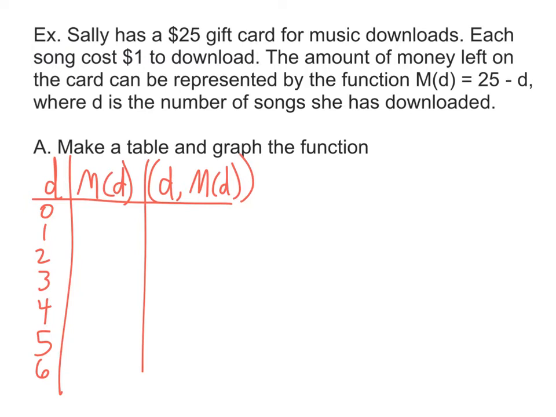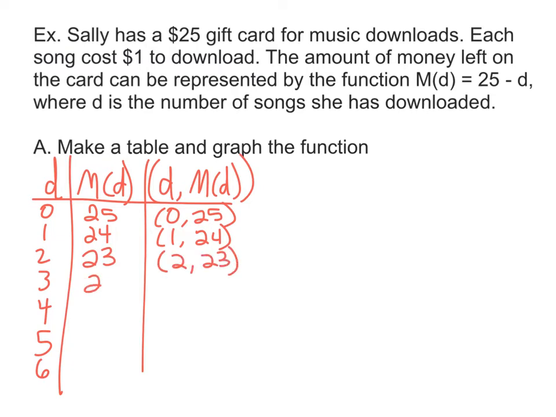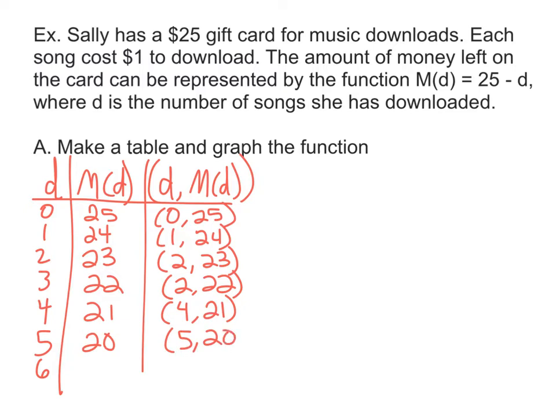So I'm just going to plug in the function up here. You see the function is right here. When I plug in a 0 for d, I get a 25. So then this would be 0, 25. When I plug in a 1 for d, I get 24. So 1, 24. I get 23 when I plug in a 2, 2, 23. And I get 22 when I plug in a 3. Catching on to the pattern. 21 for 4, 4, 21, 20 for 5, 5, 20, 19 for 6, 6, 19, and so on if I went all the way with it.